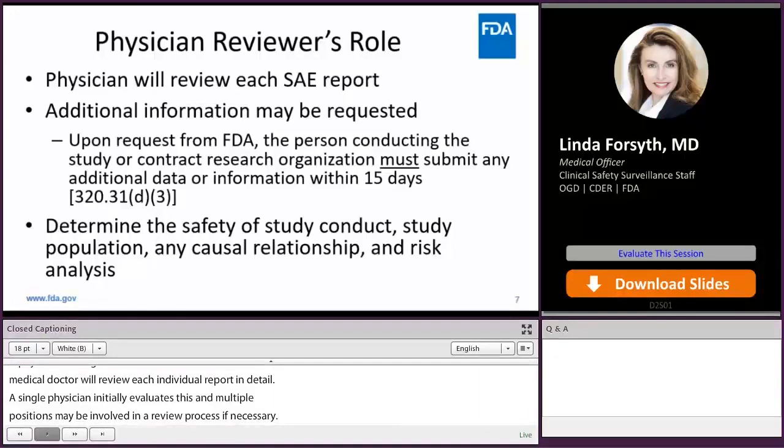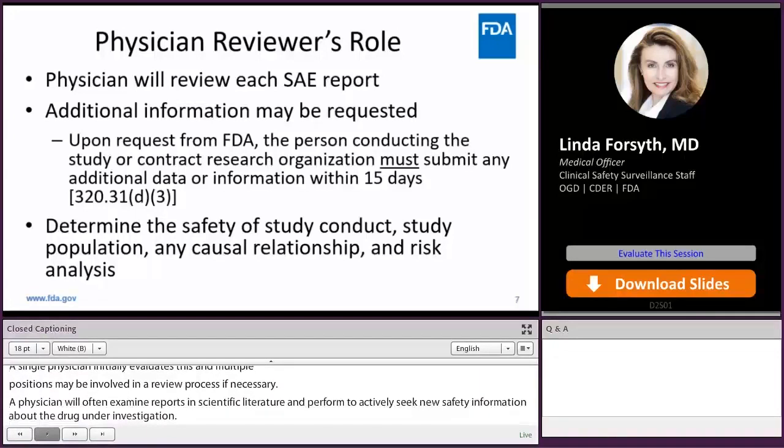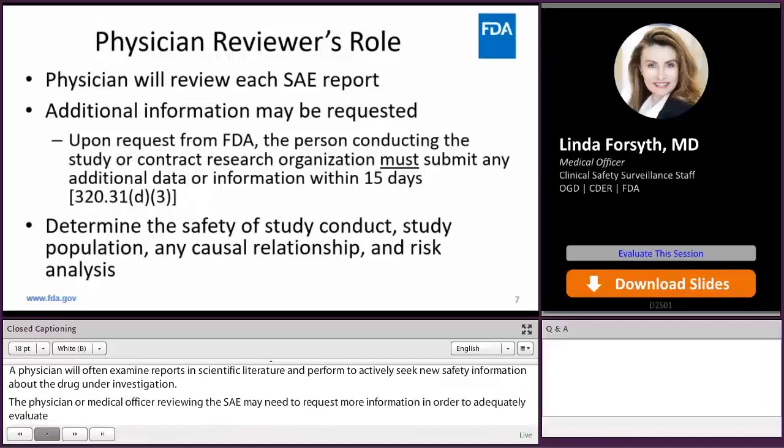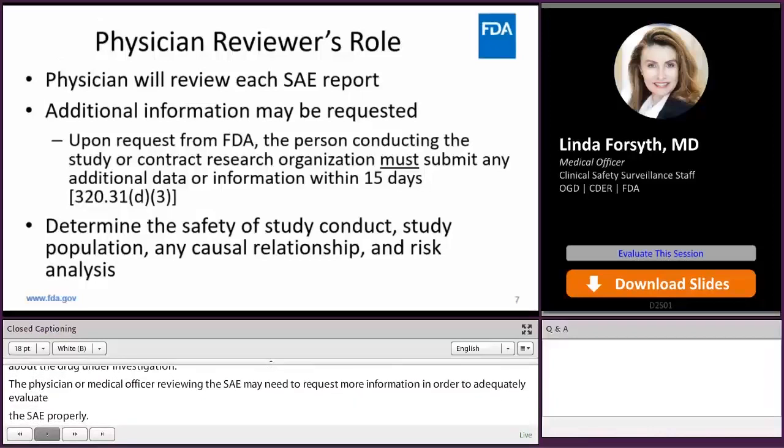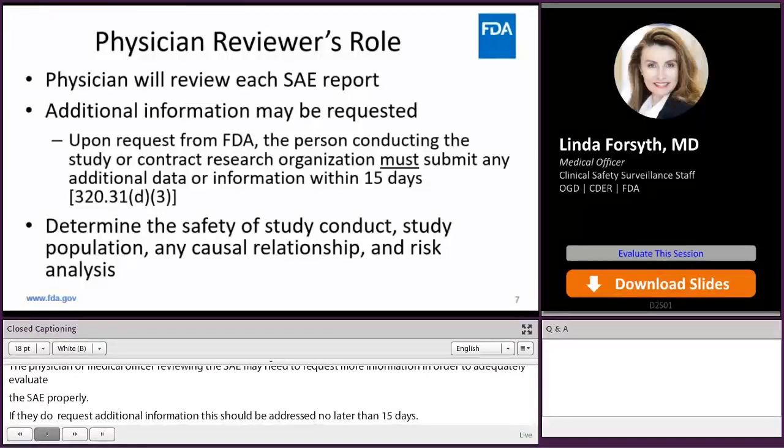The physician or medical officer reviewing the SAE may need to request more information in order to adequately evaluate the SAE properly. If FDA does request additional information, then this should be addressed and submitted no later than 15 days. The physician assesses pre-market SAEs and also determines the safety and conduct of the study, assesses whether we are conducting the study in the appropriate population, and determines whether there is any causal relationship between the study drug and the SAE, as well as conducts a risk analysis.